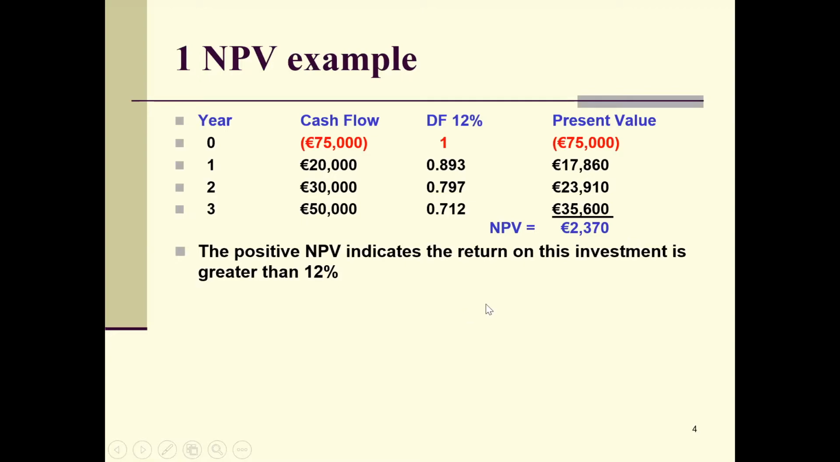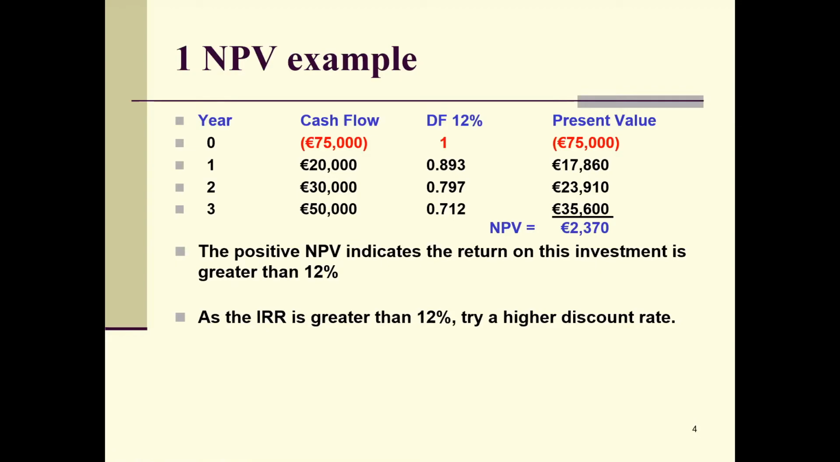The next thing to do is to check out a second NPV using a second discount rate. Now, logically, it's more than 12%, so I should try something higher. As the IRR, the return on this investment, is more than 12% because I have a positive NPV, I should try a higher rate. In this case, I could try anything. I could try 13% or 14% or 15% or 20%. It doesn't really make any odds. In an exam or assessment situation, you could choose whatever you like. It's arbitrary. It's your choice.